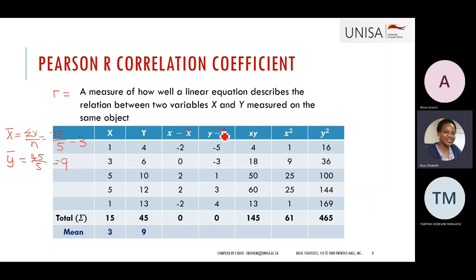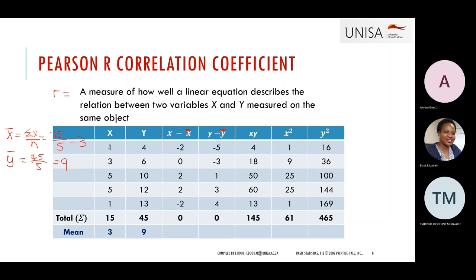The fourth column says Y minus the mean of Y. Hence, I put there the X bar and the Y bar. I forgot to put the bar on there, or the line is very small, but there is a bar there. So we do the same. We go to the mean, your Y observation. So 4 minus 9 is minus 5. 6 minus 9 is minus 3. 10 minus 9 is 1. 12 minus 9 is 3. 13 minus 9 is 4. And if you add all of them, you will see that you will get 0.